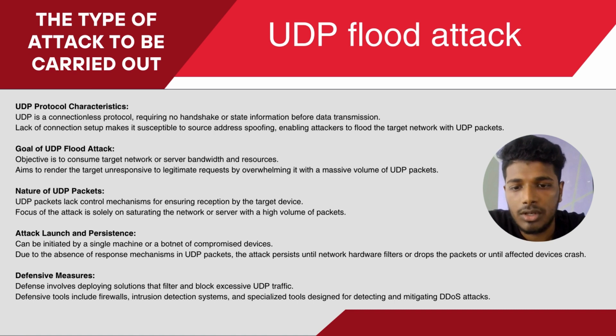And then attack launch and persistence. It can be initiated by a single machine or a botnet of compromised devices. Due to the absence of a response mechanism in UDP packets, the attack persists until network hardware filters or drops the packets or until affected devices crash. Lastly, defensive measures. Defenses involve deploying solutions that filter and block excessive UDP traffic. Defensive tools include firewalls, intrusion detection systems, and specialized tools designed for detecting and mitigating DDoS attacks.